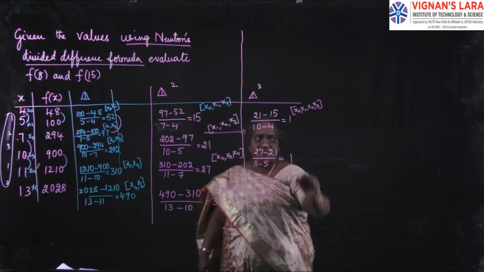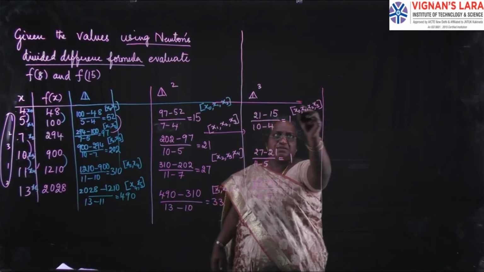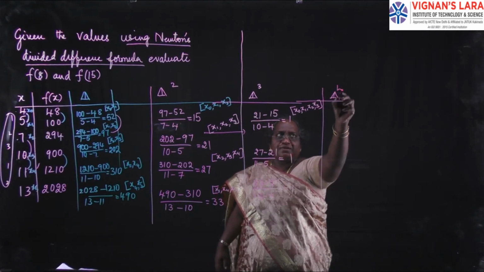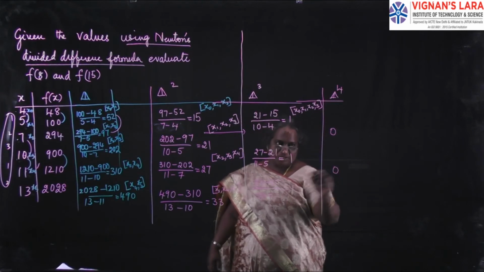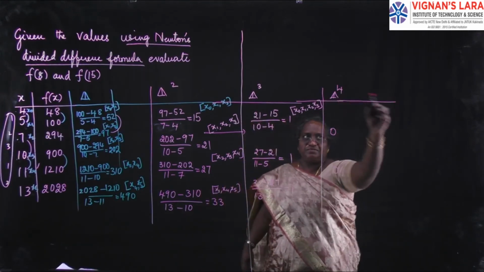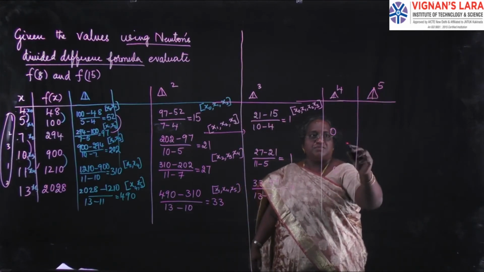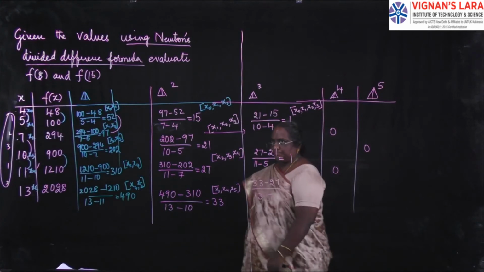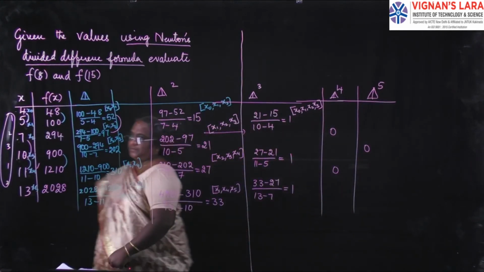Similarly, the rest follow. Now, what about the fourth divided difference? Because these are 1 minus 1, which is 0, the fourth divided difference is 0, and the fifth divided difference is also 0 for us. It is enough if we write it here, but no problem if we write the fifth divided difference also. It is 0.